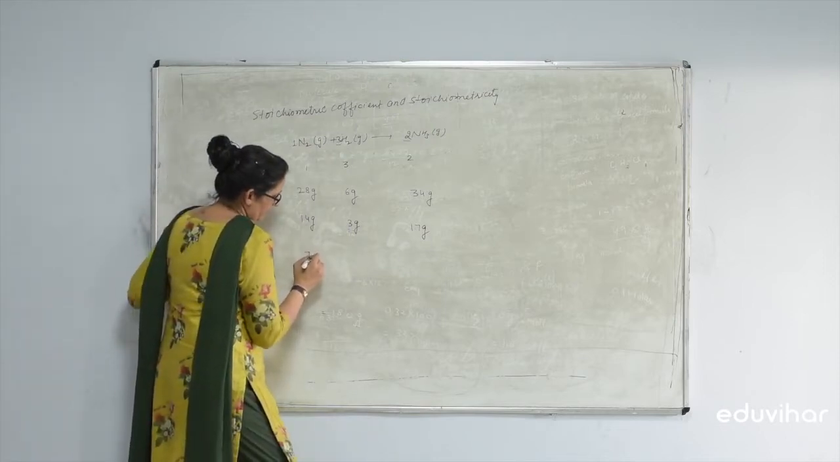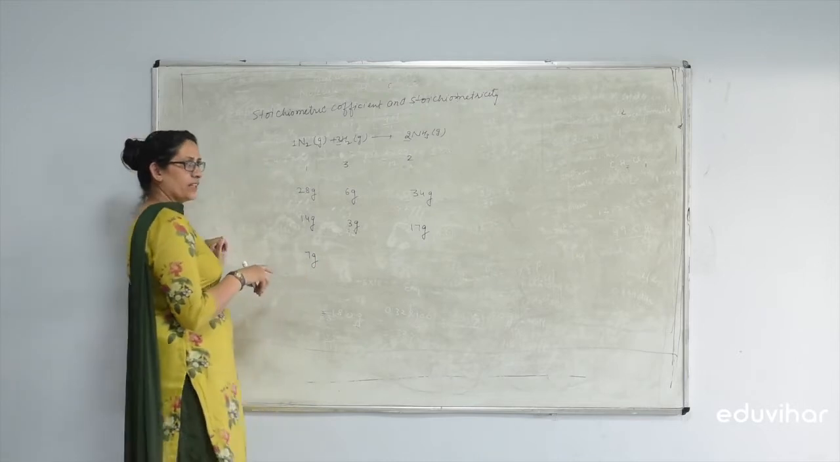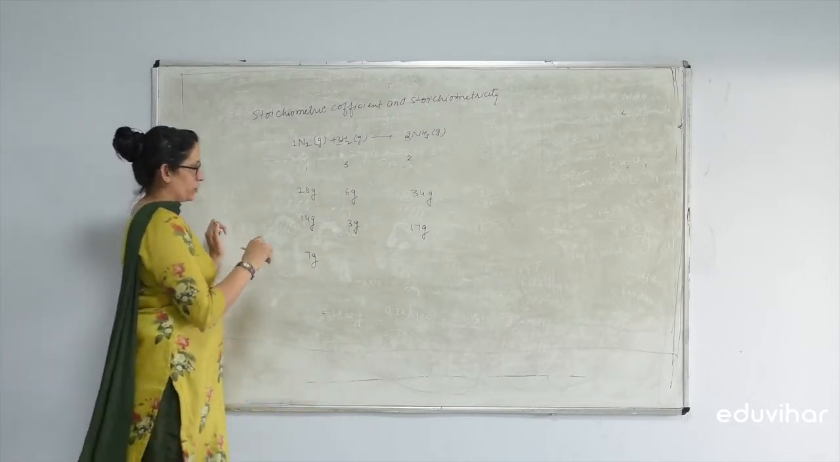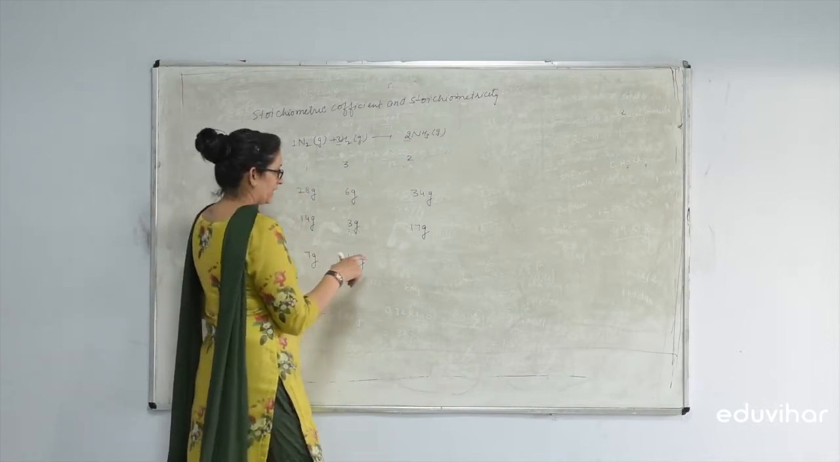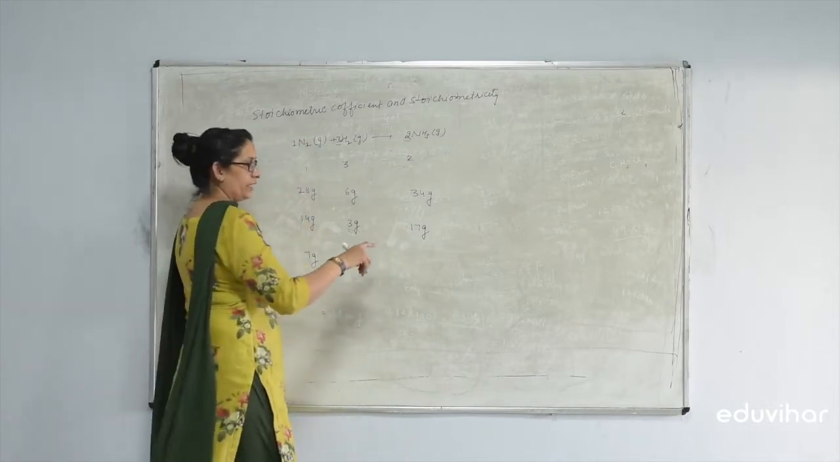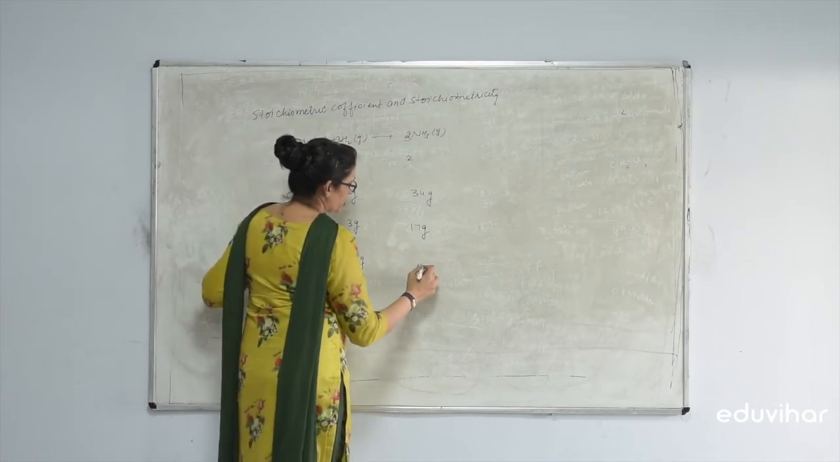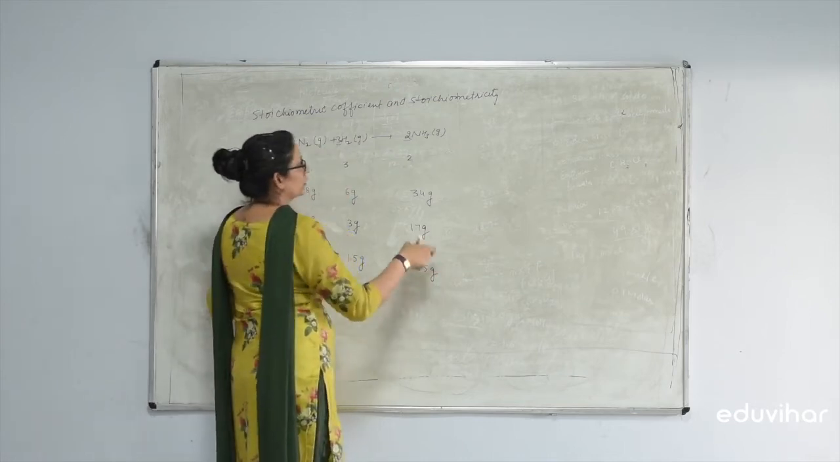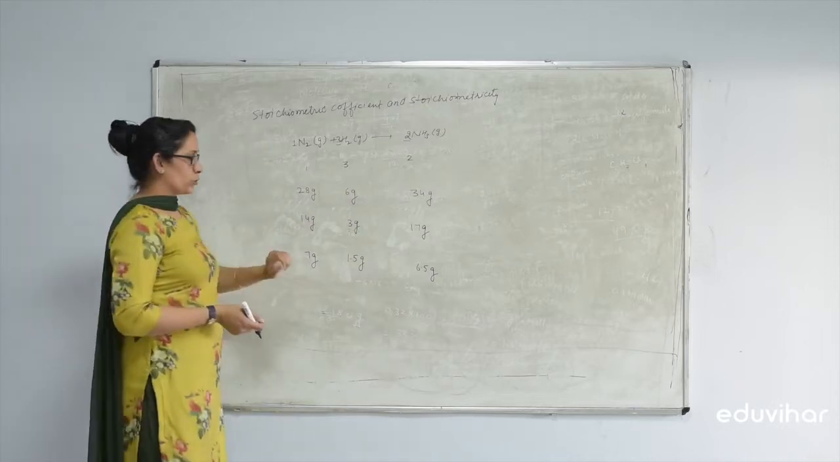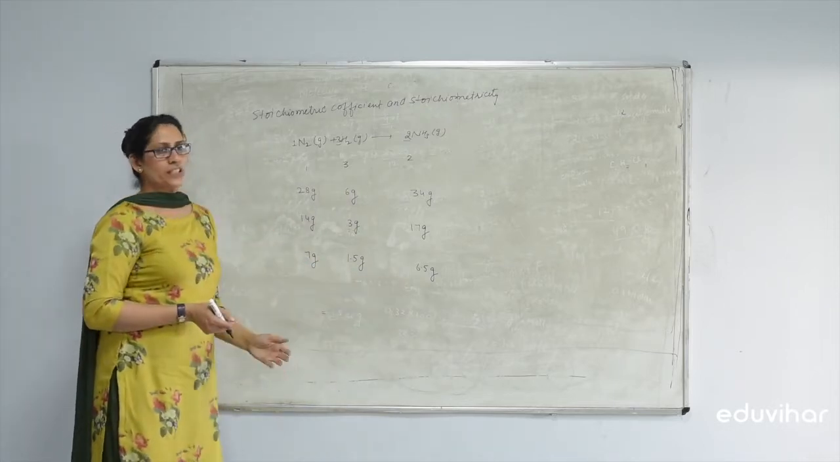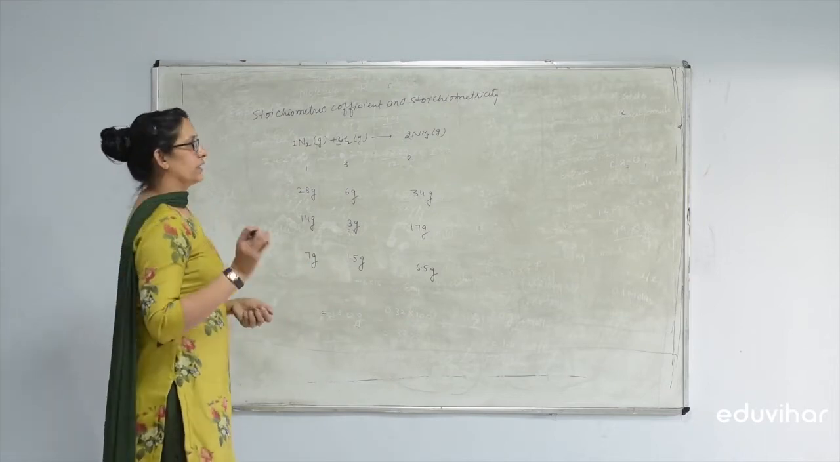If I have 7 gram of nitrogen and 1.5 gram of hydrogen, then the formation is 8.5 gram of ammonia. It means stoichiometricity helps us find out the amount of reactant and product in terms of gram.